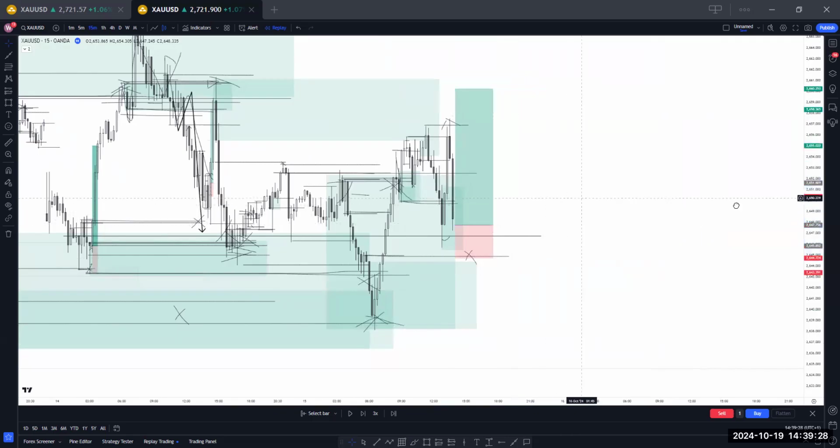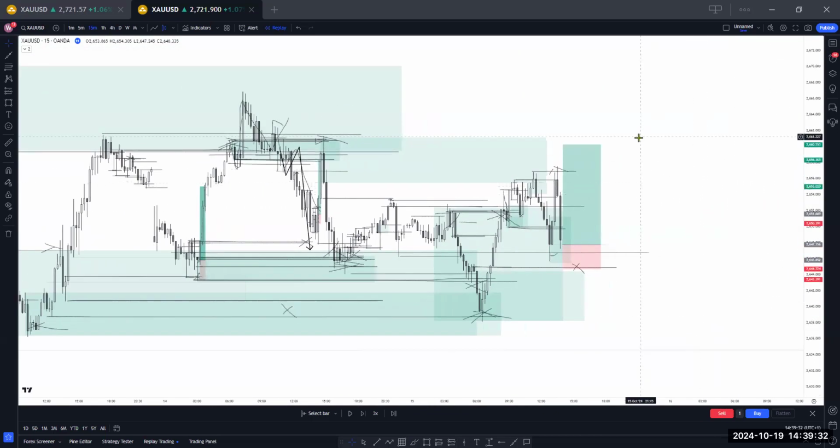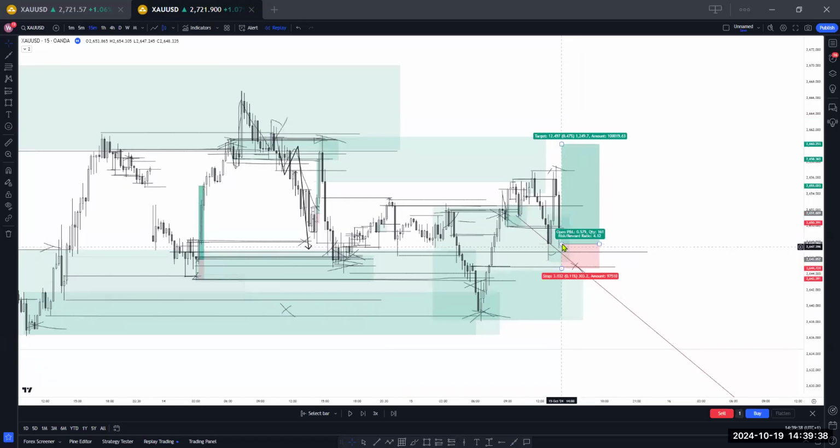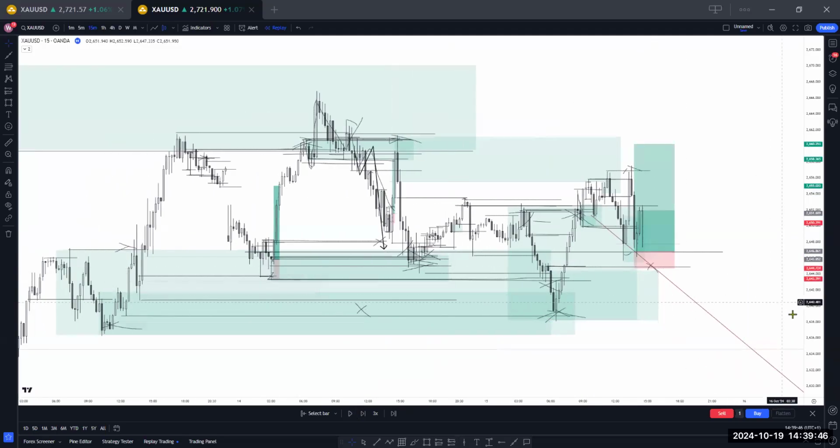So we have this. I'm still trying to look for the trend line. Maybe just something like this. So let's wait for the trend line to get that. Okay, let's see.